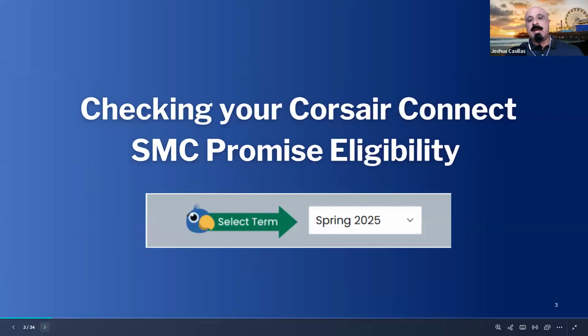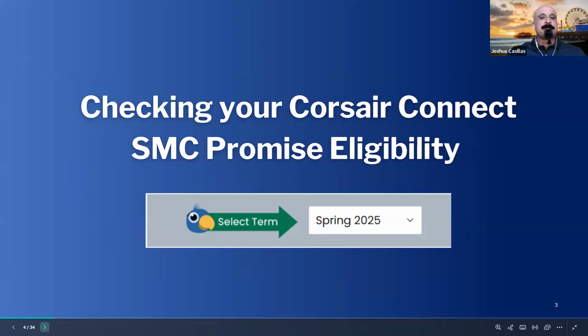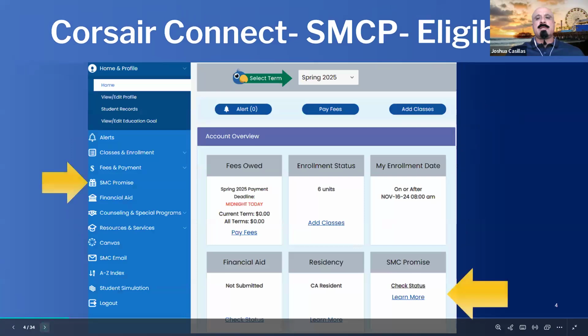Checking your Corsair Connect for your SMC Promise eligibility. We're checking your spring drop-down menu 2025. So this is what it looks like when you log into your SMC Corsair Connect, which is your student portal. You can access the SMC Promise on the box on the right-hand side in the gray box, and or on the left side where the index is, where the yellow arrows are pointing.